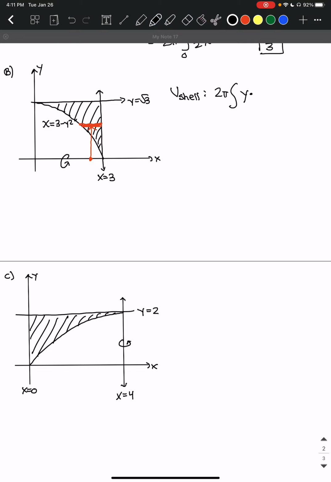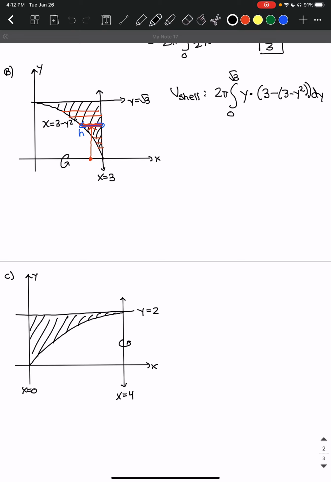And then the height of my strip is going to be the distance between these two functions here. So from here to here is going to be my height. And that's given simply by the difference between the two functions here, which is x is equal to 3 and x is equal to 3 minus y squared. And again, we're working vertically, right? So I'm drawing a strip here and here and here vertically. So I'm going from 0 up until the square root of 3, which is my top bound. This is dy.